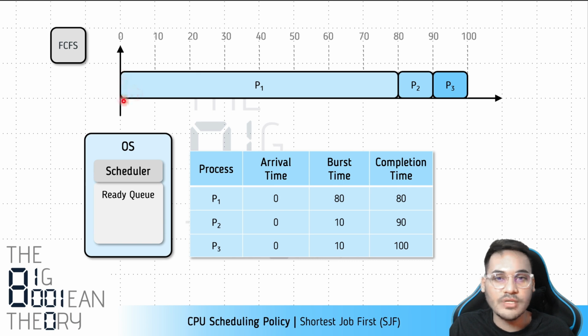P1 goes first, executes for 80 milliseconds, and finishes at 80. Then from 80 to 90, P2 executes for 10 milliseconds, and finally P3 goes at 90, executes for 10 milliseconds, and finishes at 100. So these are the completion times. Let's quickly calculate the turnaround time and the waiting time. That will show us the underlying problem with this kind of scheduling, the convoy effect.